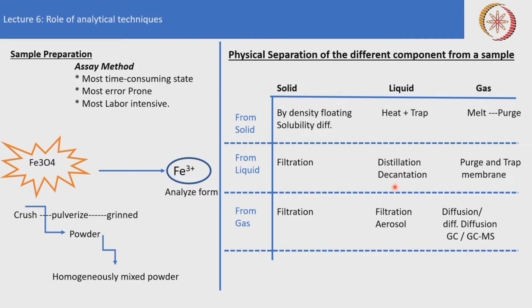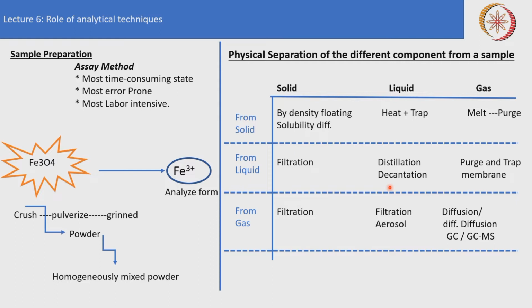If you want to separate two liquids, there is the distillation method and the decantation method. In the distillation method, you have to heat the sample. Suppose you have some organic solvent like DMSO or DME, and there is some water vapor or water impurity in it.